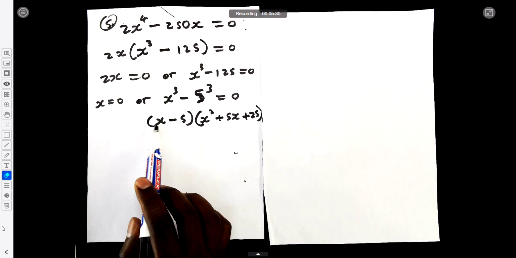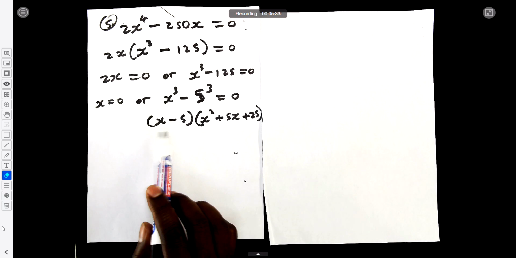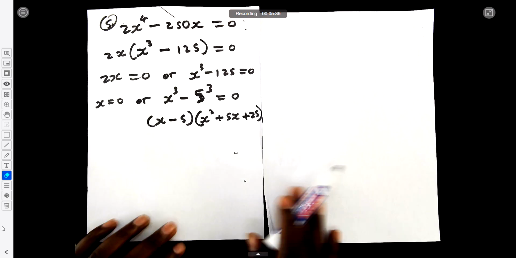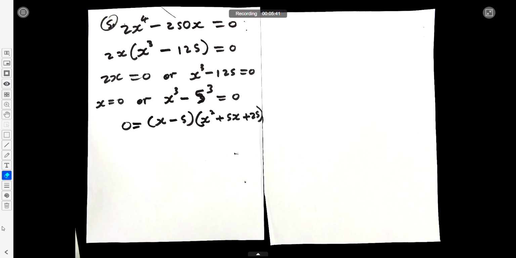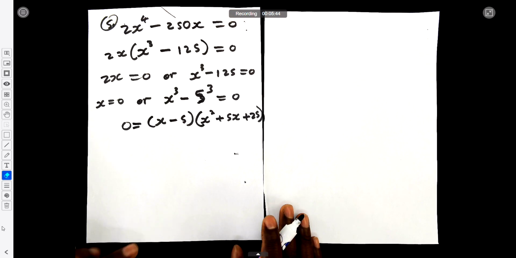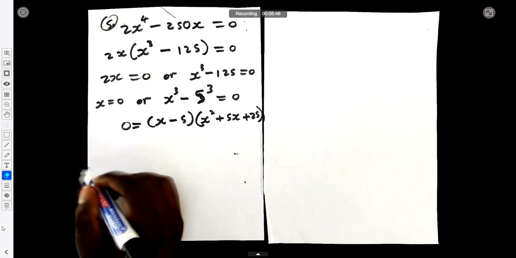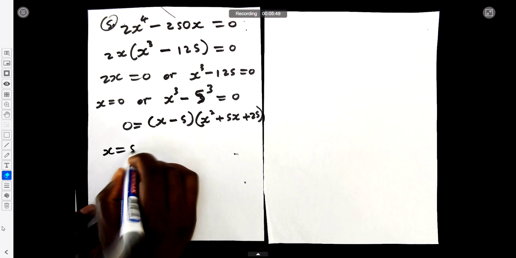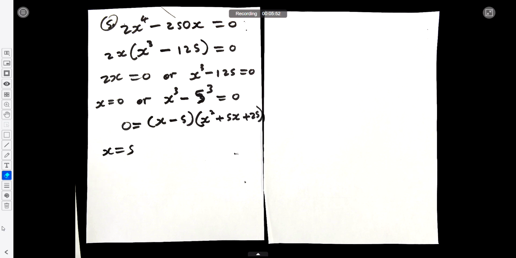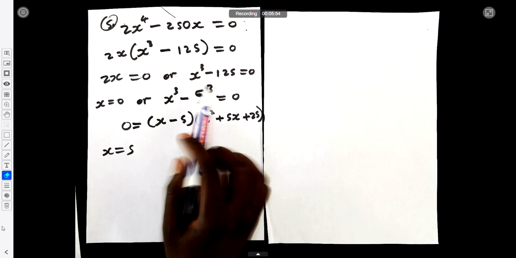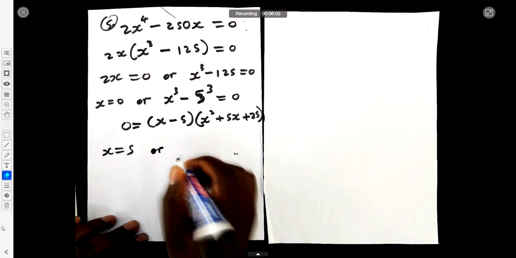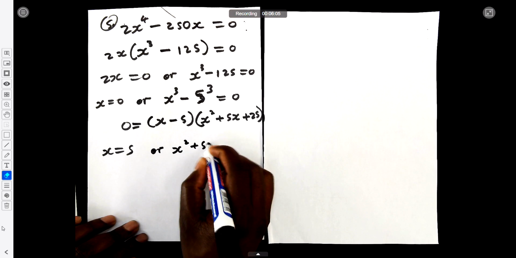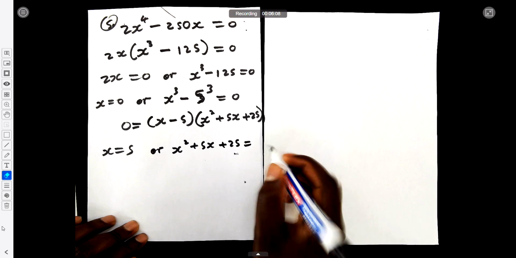The formula says that it will be x in the linear, there's a linear factor, and then a quadratic factor. Let me put 0 here because there's no space there. But it still equals 0. So we know that at least even this factor, we can equate it to 0. x is equal to 5. This is the real solution that we have. In the beginning, we should have got it here when we took 125 to the other side. So we have x equals 5. Now the other one, therefore, we'll have x squared plus 5x plus 25 equals 0.